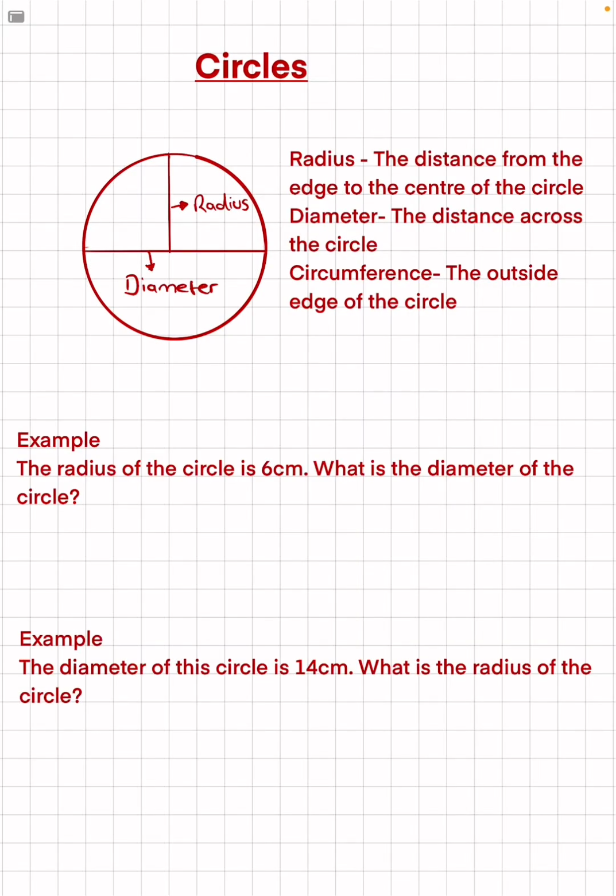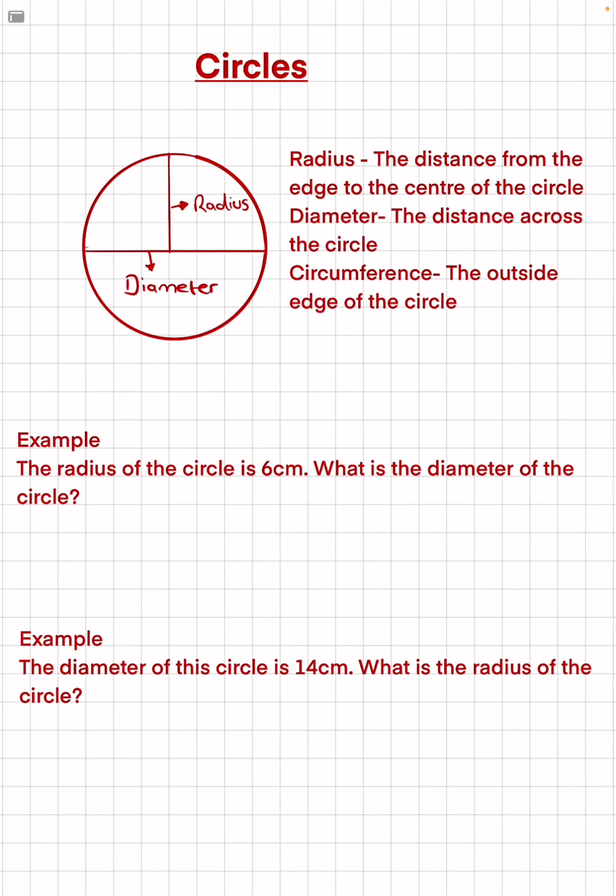In this clip, we will be looking at different parts of a circle. We've got the radius, which is the distance from the edge to the center of the circle. So from here to here. The diameter is the distance across the circle from here to here. And the circumference is the outside edge of the circle. So the radius is half the diameter, and the diameter is double the radius.